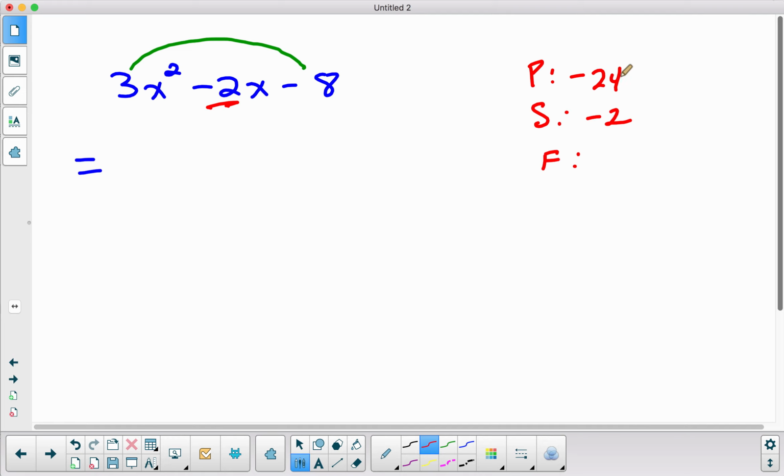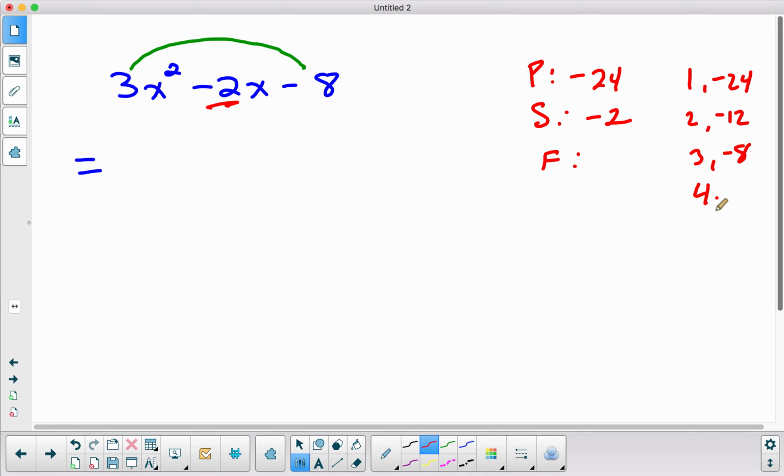If the two numbers multiply to get a negative number, that tells you that one of them is positive and one of them is negative. And if they add up to get a negative number, that tells you that the bigger number is negative. So what two numbers multiply to get negative 24? Well, 1 and negative 24. But of course, those don't add up to negative 2. Try again. 2 and negative 12. Okay, 2 and negative 12 doesn't add up to negative 2. Try again. 3 and negative 8. Well, 3 minus 8 is not negative 2.